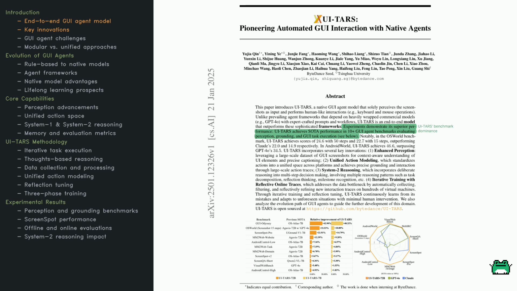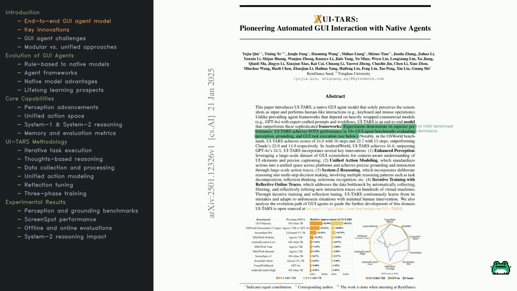For example, in the OSWorld test, UI-TARS 72B scored 24.6 with 50 steps, outperforming Claude's 22.0. Similarly, in AndroidWorld, it scored 46.6, leaving GPT-4o's 34.5 far behind. These achievements stem from four key innovations.